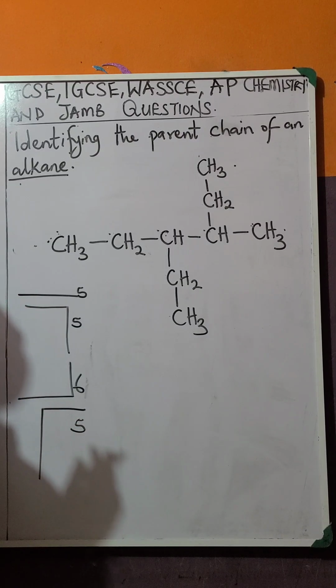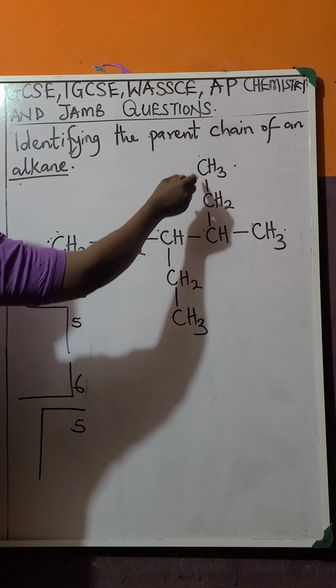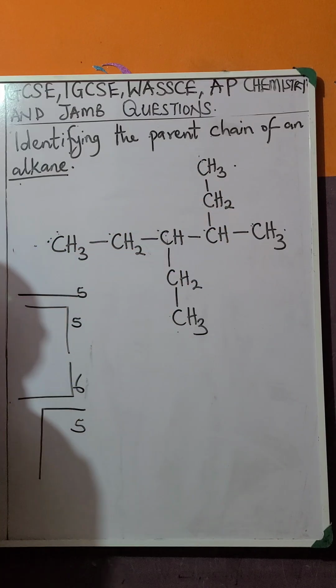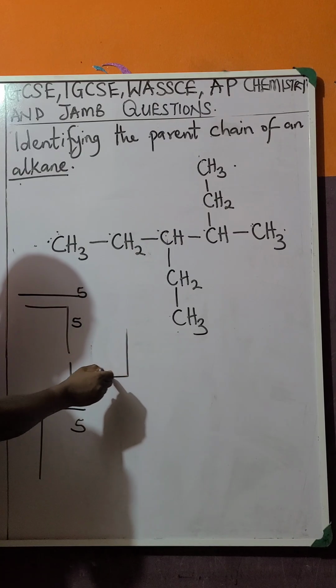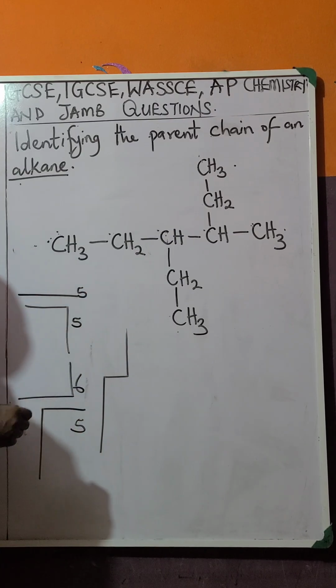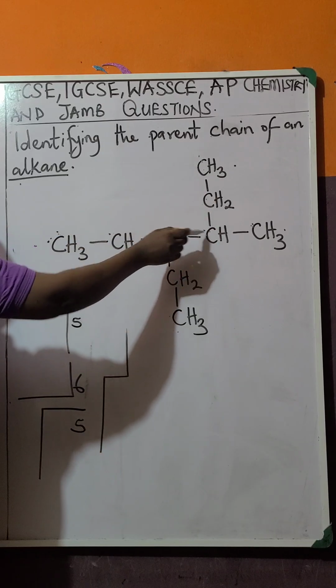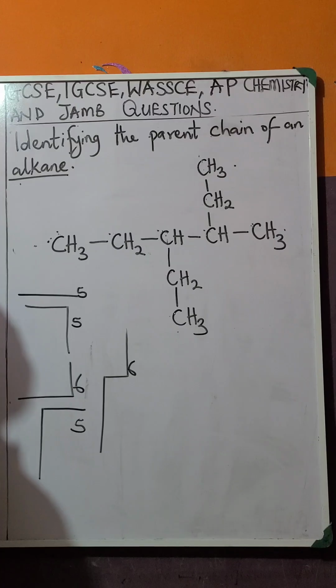Is there any other shape I can see that is long as well? Yes. Look, I can take from here to this carbon down. It can still give a straight line if I stretch it. So I have from here down. How many carbons? 1, 2, 3, 4, 5, 6. Is there any other one? I think that is just it.